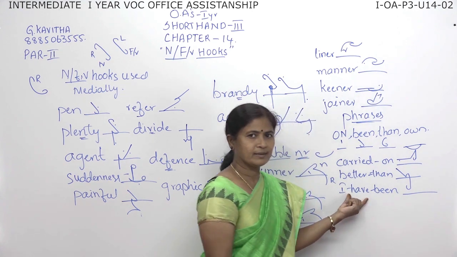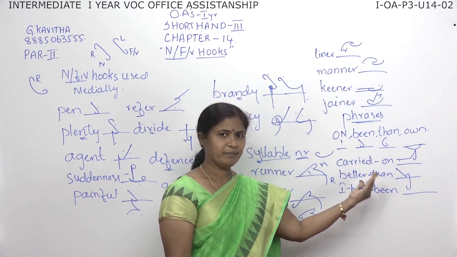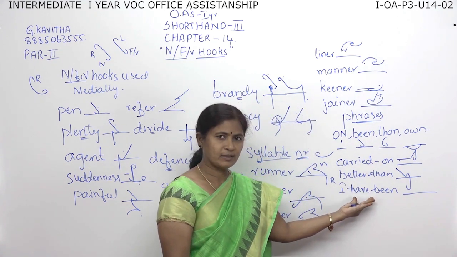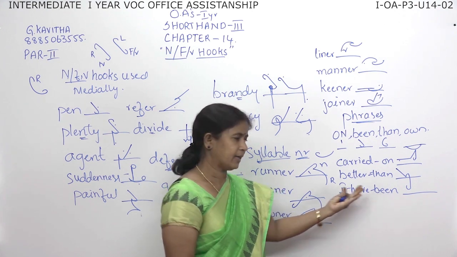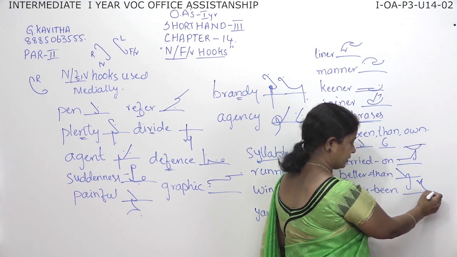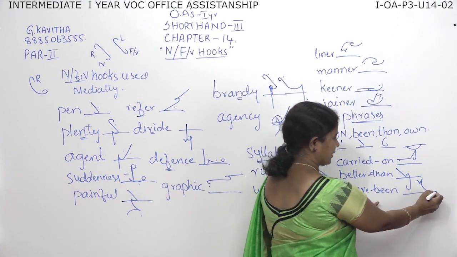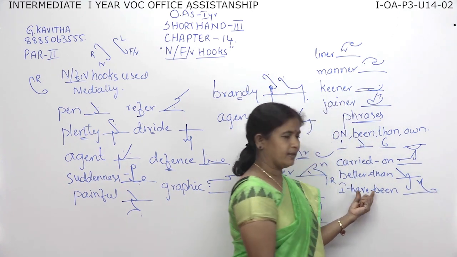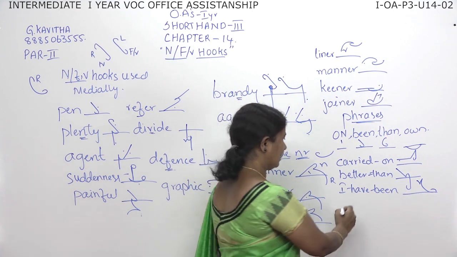I have been. 3 strokes. I have been. Right? 3 strokes we are joining. How do we write? Been. I have. This is I have. The phrase. Now to get the sound of been, write enok here. I have been. Okay. Our own.